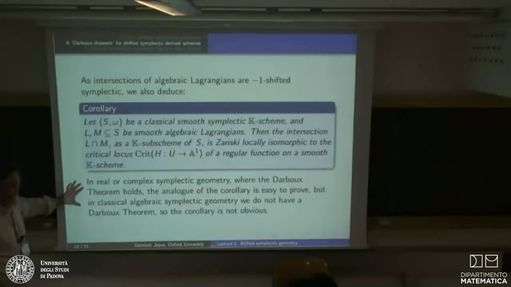That's how we prove it. So the derived intersection is minus one shifted symplectic, so therefore it is a derived critical locus. And then this is just a classical truncation of that statement.